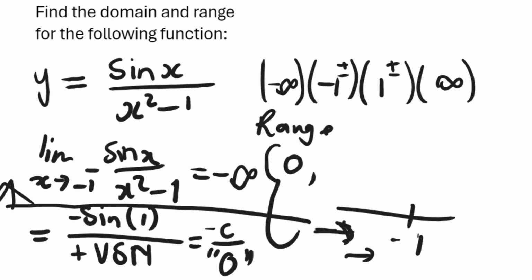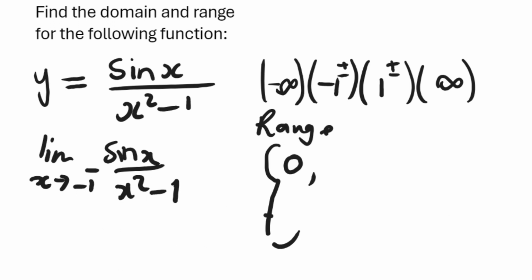Let's look at what's happening as we go to -1 from the right. So we saw that as we go to -1 from the left, we got negative infinity. So we write negative infinity there so we don't forget what we got at -1.